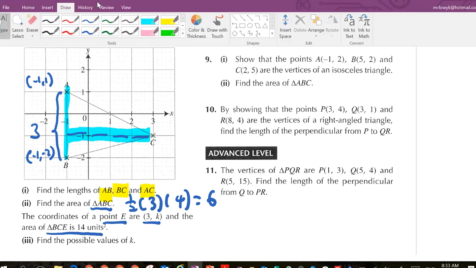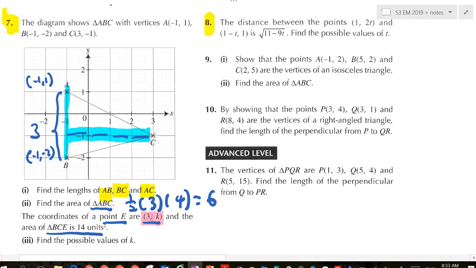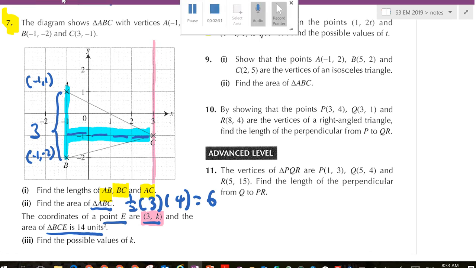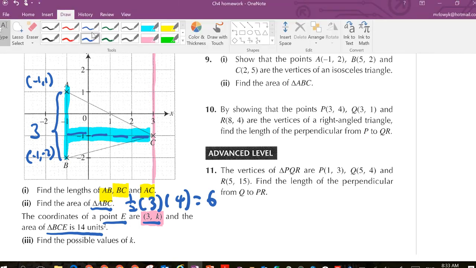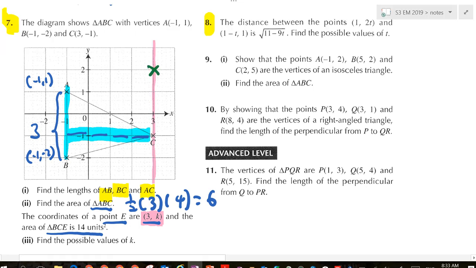Okay, can all look at this together? Do you know where is the point E? Don't know. (3, k) means it is along this line. Now let me quote you one example. If E is here, then the triangle I'm talking about is this triangle. Does it make sense? Let me quote you one more example. If E is here, then the triangle I'm talking about is this triangle.